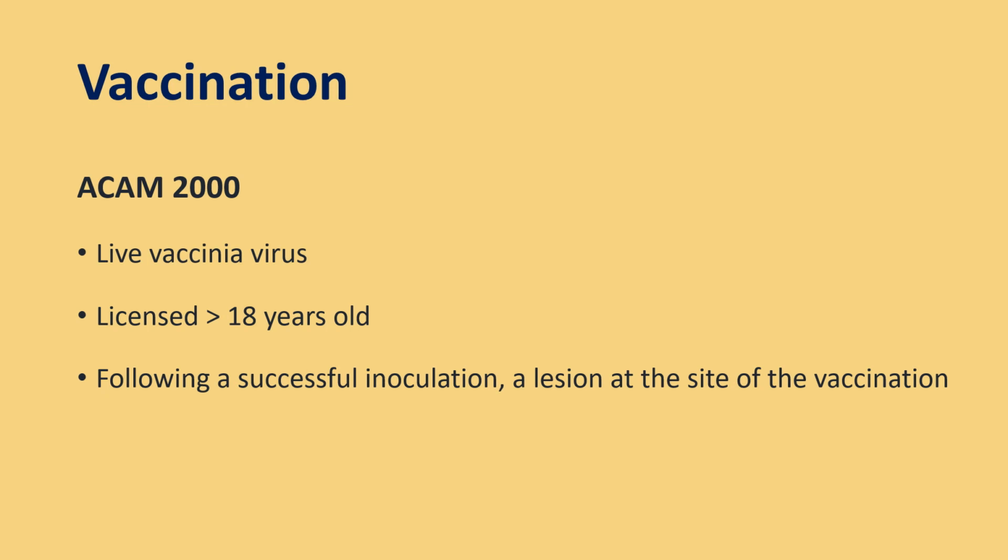For the prevention of monkeypox infection, especially in the post-exposure phase, two vaccines are currently approved. ACAM 2000 is a live vaccinia virus that is licensed for use in adults more than 18 years of age. It was primarily developed for smallpox infection. Due to its replicating nature, following a successful inoculation, a lesion at the site of vaccine develops. This lesion suggests a good uptake of the vaccine. Following this, the virus starts to replicate in other parts of the body and mounts an antibody response that helps in prevention of the monkeypox.